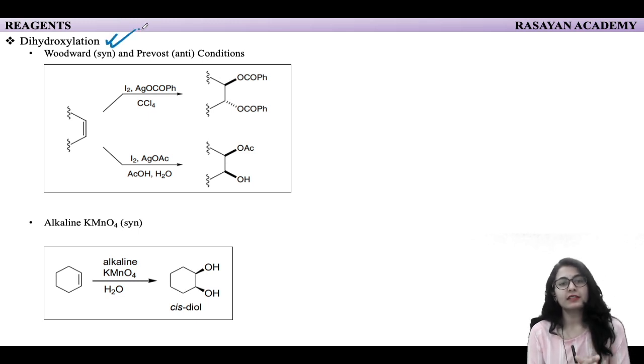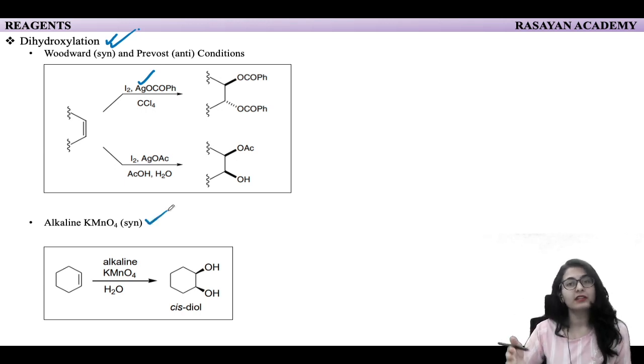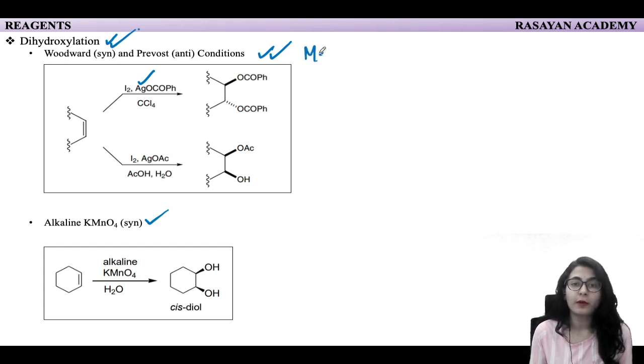So basically guys, here you see 3 different examples. One is the Woodward and Prevost conditions, which use silver carboxylate, and then the alkaline KMnO4 and the osmium tetraoxide. So there are 3 important reagents for dihydroxylation as well. We have already covered this in a name reaction video where we have also talked about examples. So I wish all of you go through the video to do the proper mechanism, because here we are only talking about the reaction and the products.